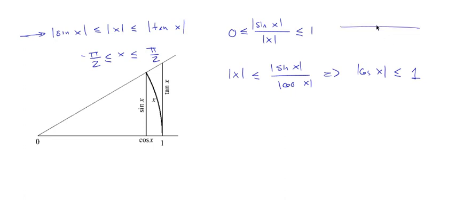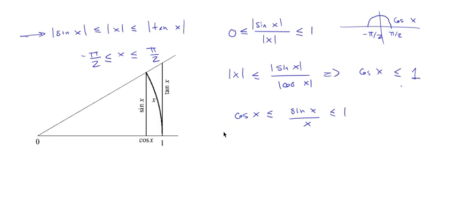But between minus pi over 2 and pi over 2, the cosine looks something like this. This is cosine of x. So we can get rid of the absolute value and say that the cosine is smaller or equal than 1, right? So then we have this bound, and we have the cosine of x smaller or equal than the sine of x over x, which is smaller or equal than 1.